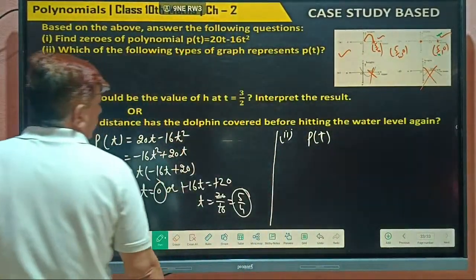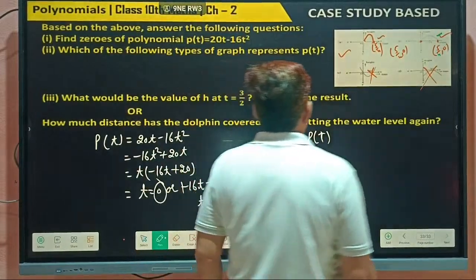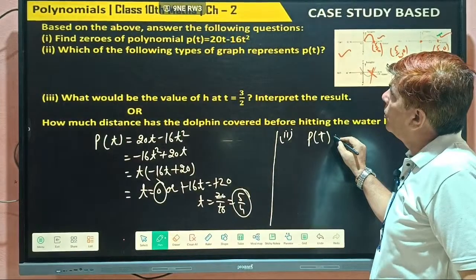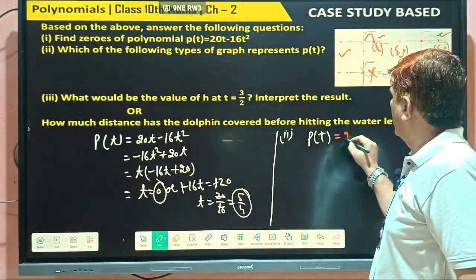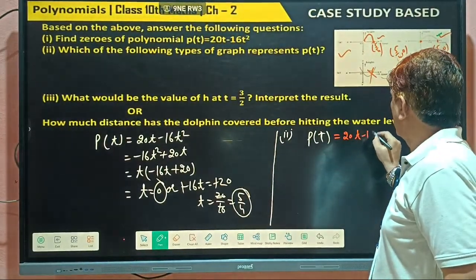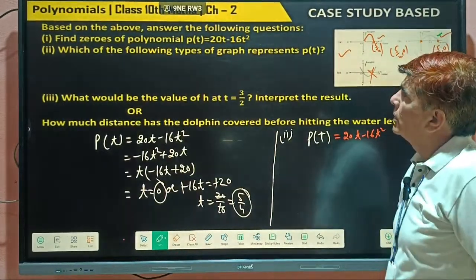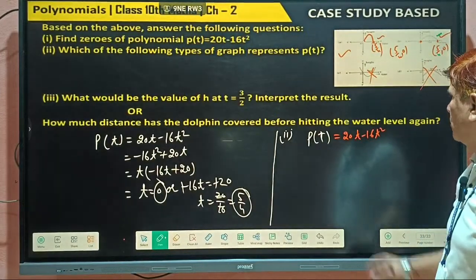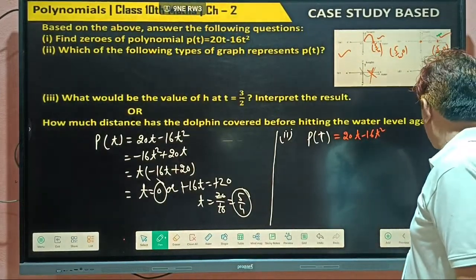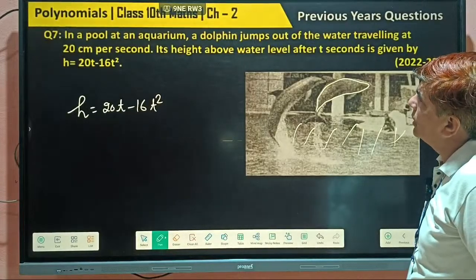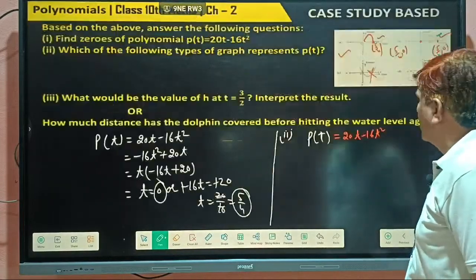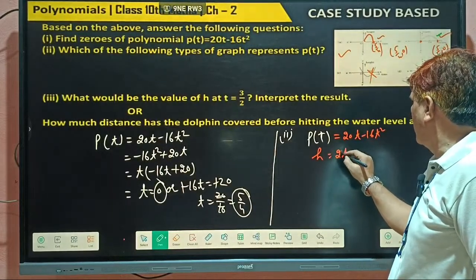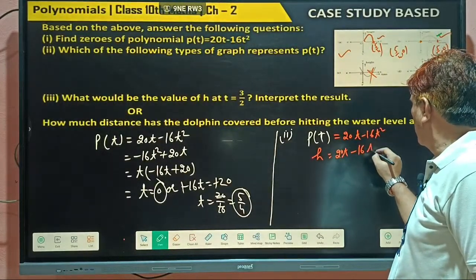What would be the value of h at t equal to 3 by 2? Interpret the result. p(t) is given as 20t minus 16t square. What would be the value of h, the height? So put this value. So what we have to find out: h equal to 20t minus 16t square.